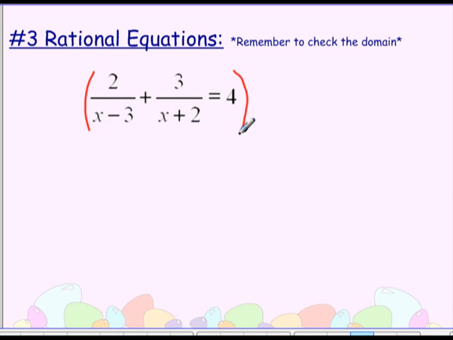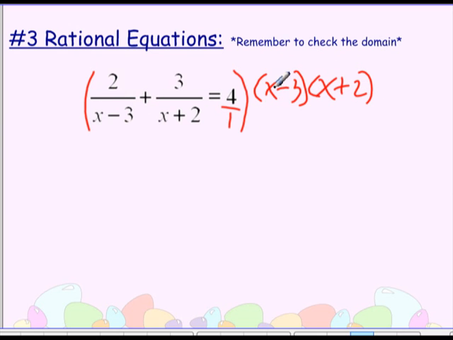So I look at the factors of all the denominators and use them to determine the least common multiple. So the least common multiple of x minus 3, x plus 2, and 1. And so I'm going to multiply the entire equation by those factors, so by x minus 3 and by x plus 2, and of course the 1 doesn't really matter. The reason I do that is because now I multiply that by each term.